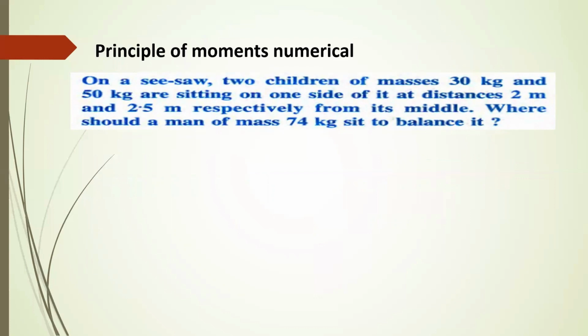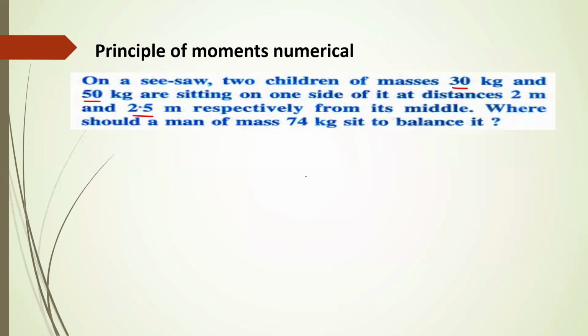Now let us first read the question. It is given here that on a seesaw, two children of masses 30 kilogram and 50 kilogram are sitting on one side of it at a distance of 2 meters and 2.5 meters respectively from its middle. So in a seesaw, obviously the center point is the pivot. Now, where should a man of mass 70 kilograms sit to balance it?